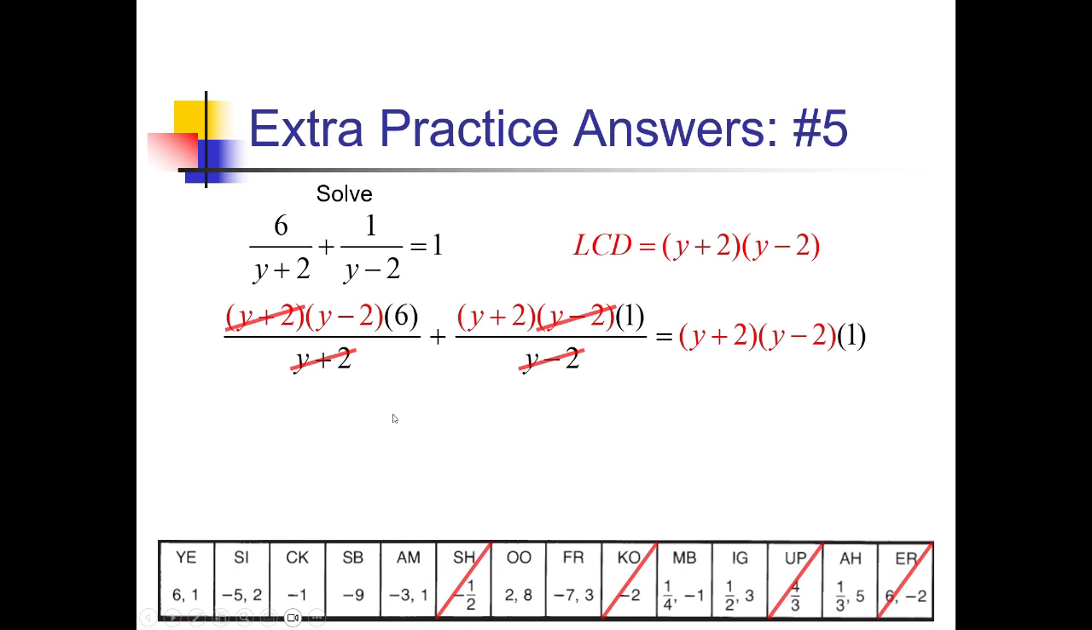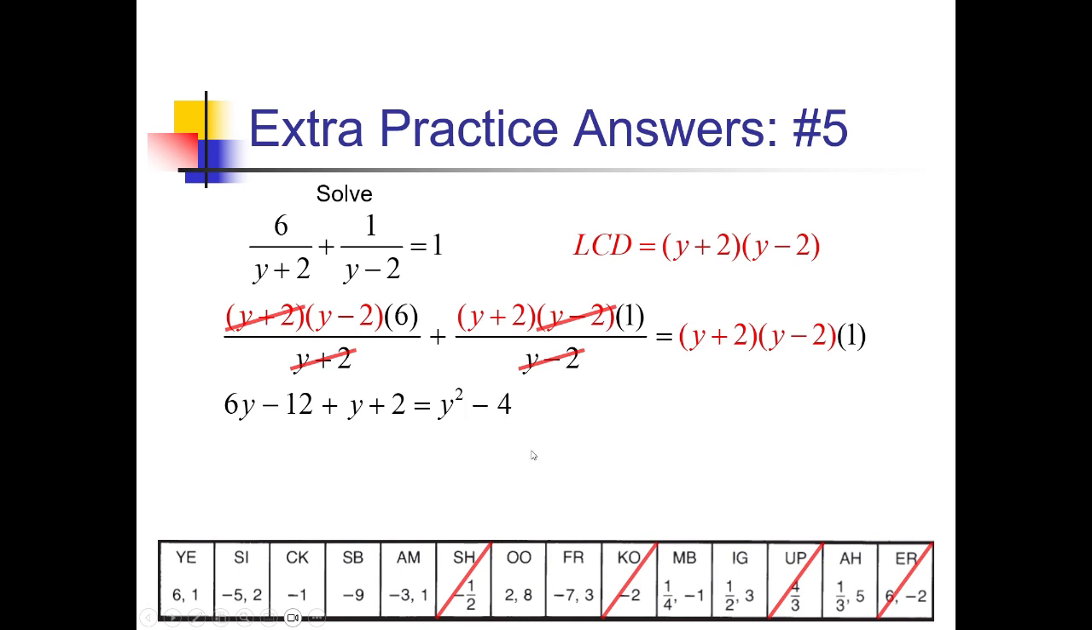And going back through and distributing, 6 distributed to y minus 2, that's 6y minus 12. Next up, we have a 1 times y plus 2, which is just y plus 2. And over here, this 1 isn't really making a difference. If we multiply out these two, we end up with y squared, and then we can use my a squared minus b squared shortcut since we have a plus b times a minus b here. So just square the 2 and stick a negative in there. So that's going to be minus 4.